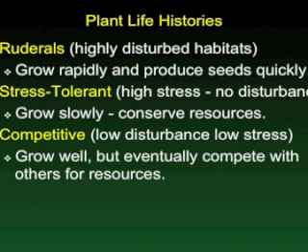This then led Grime to categorize plants into three major types. The ruderals, which are basically weeds that can grow about anywhere, especially in highly disturbed habitats, because they produce lots of seeds and they grow very, very quickly. So you can see these in a vacant lot, growing up and taking over right away. The stress tolerant species are things like trees that have the ability to conserve resources, but they grow rather slowly.